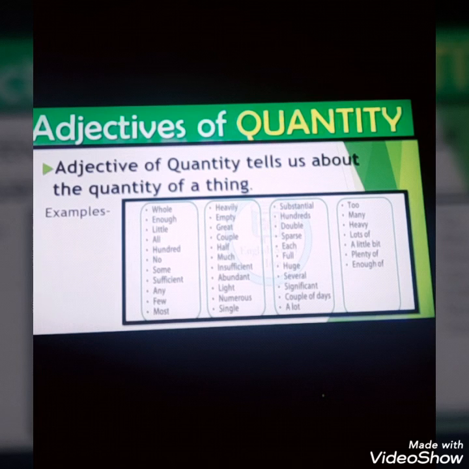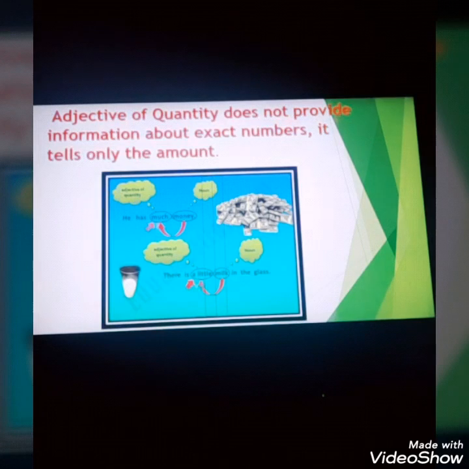The word enough tells us about how much time I have to complete my homework, and the word some tells us about how much homework I am getting. So these two are describing a noun. These are adjectives of quantity. Let us know more about adjective of quantity.